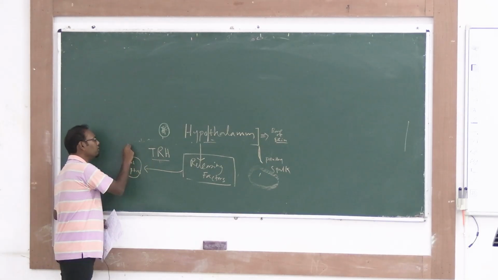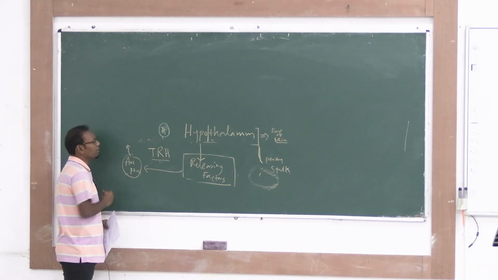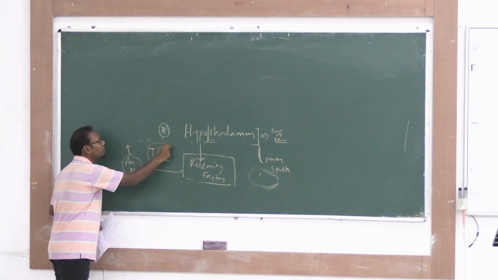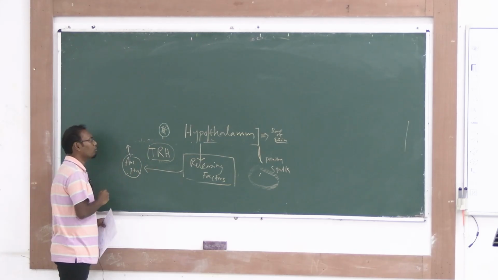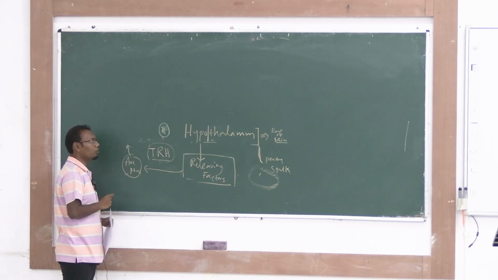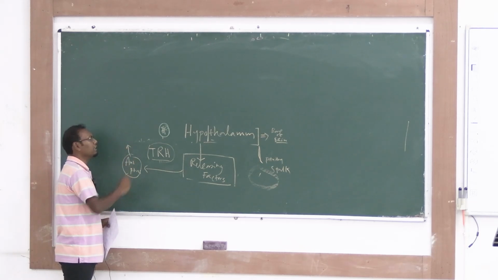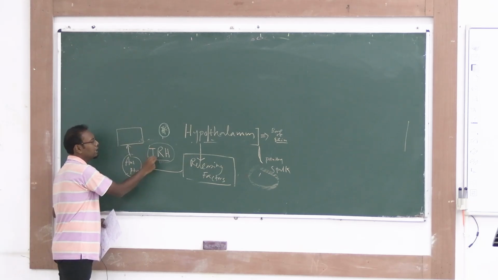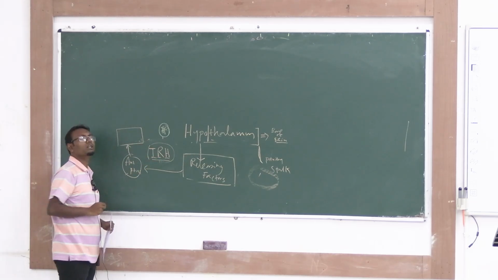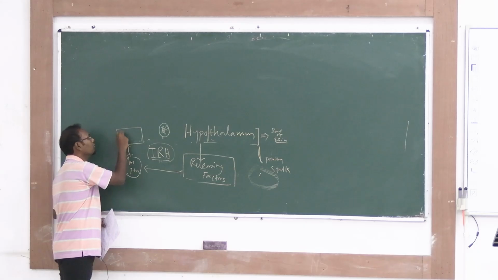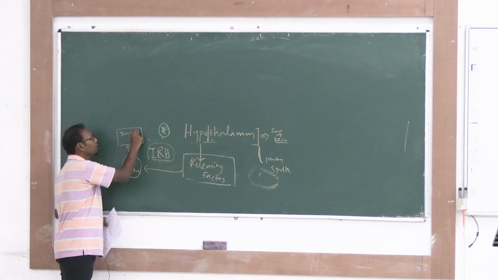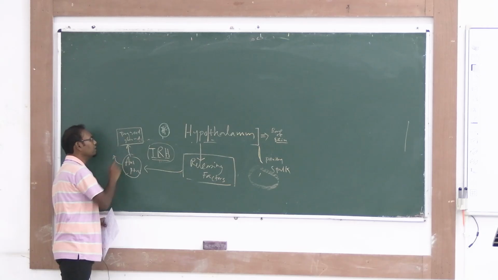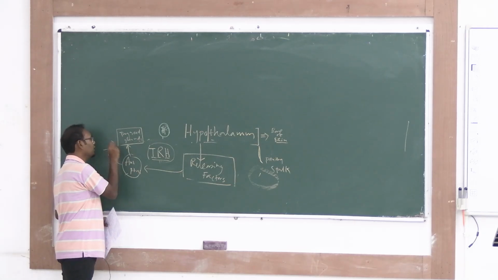So TRH, then anterior pituitary. In the anterior pituitary, these releasing factors will release some trophic hormones. They are called trophic hormones because they target some glands and go accordingly. Thyrotrophin releasing hormone, where will it go? Thyroid gland. Very good. So from here, which trophic hormone will be released? TSH, thyroid stimulating hormone, okay?